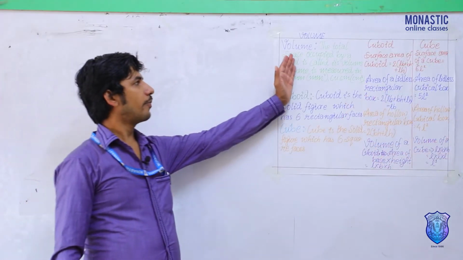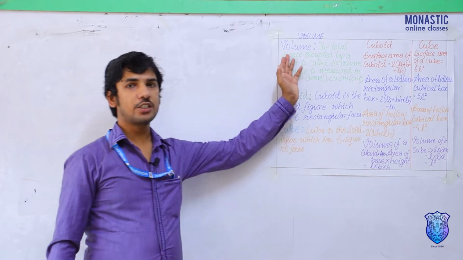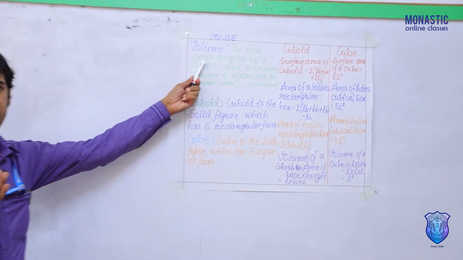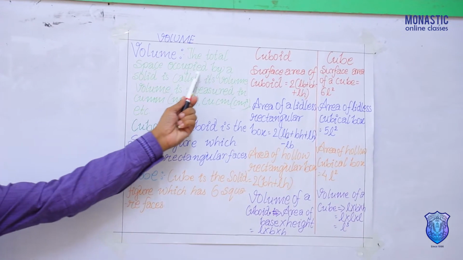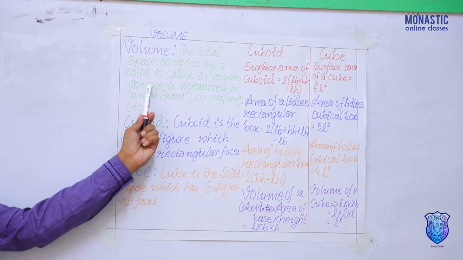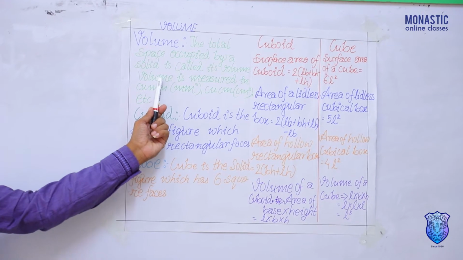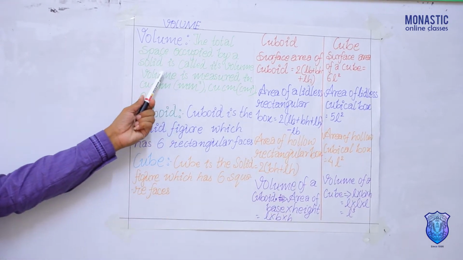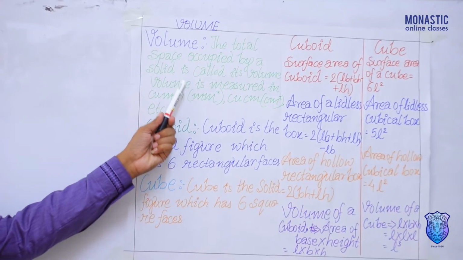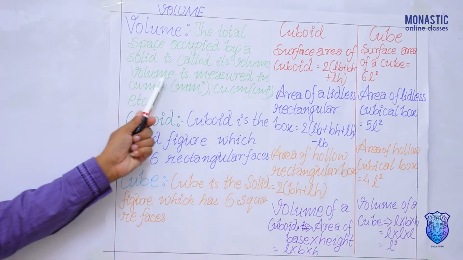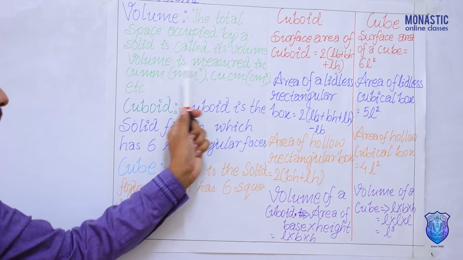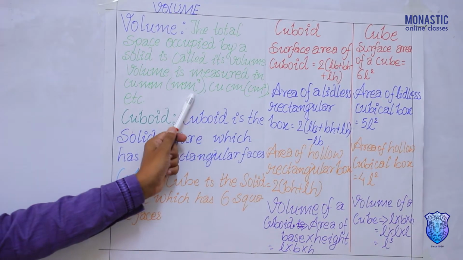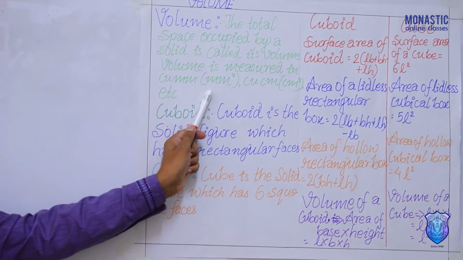Today our topic is volume. The question comes first: what is volume? Simply, volume is the space occupied by a solid, like a duster or a chalk box. And that volume can be measured in cubic millimeter, cubic centimeter, cubic meter, etc.